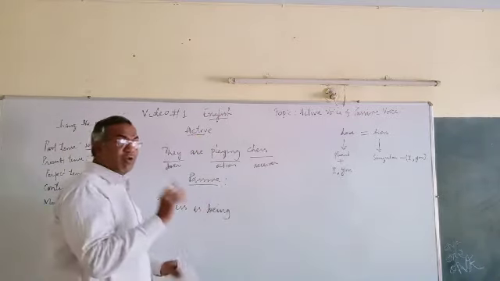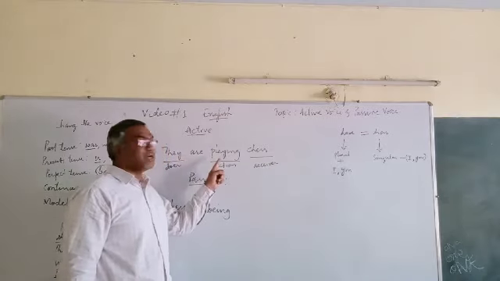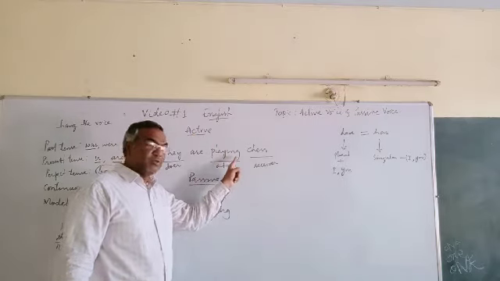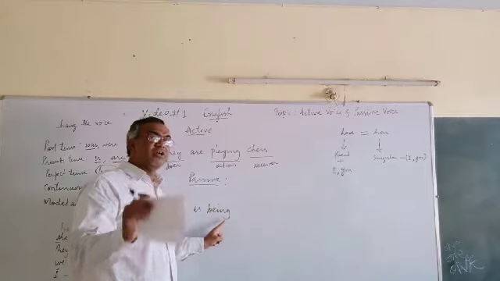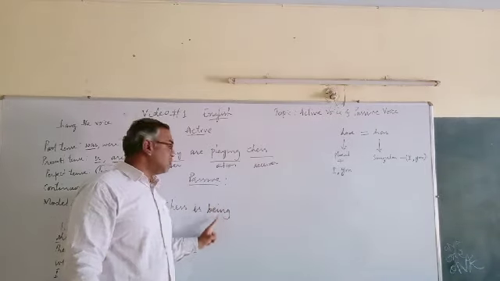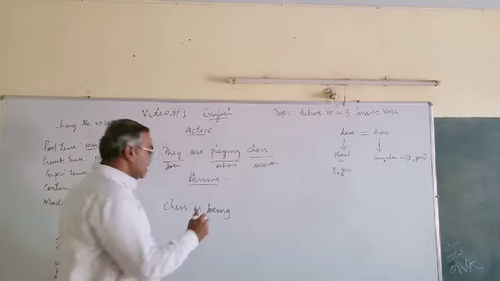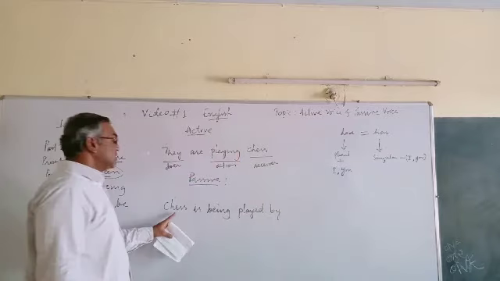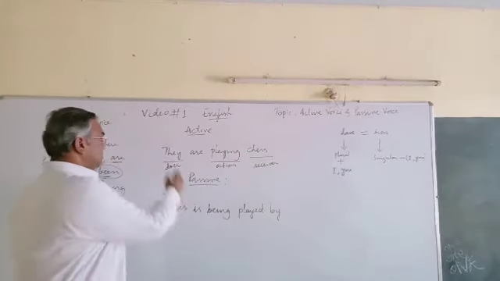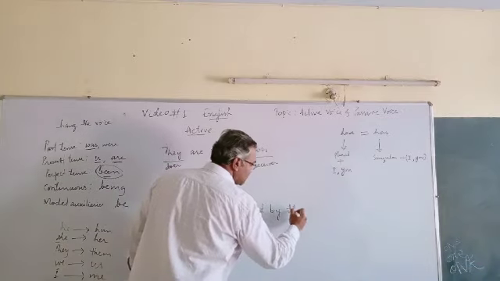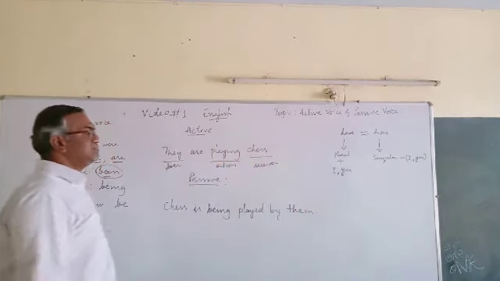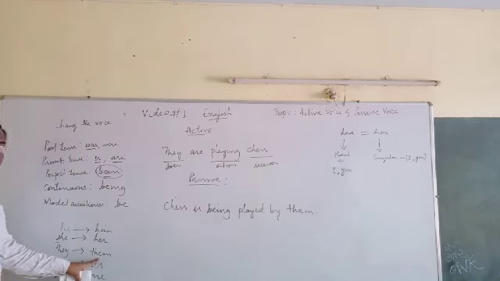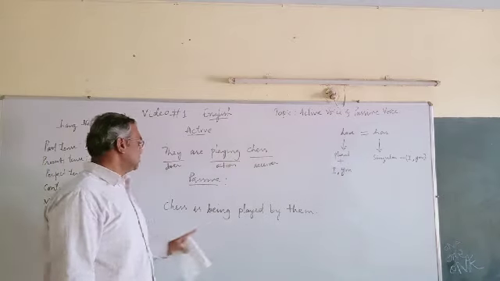Remember, in passive voice, always the third form of the verb is used. In active voice, it may be present, it may be past, it may be past participle, it may be continuous. But in passive voice, only the third form of the verb, V3, the past participle form, is used. Chess is being played by. They changes to them. Chess is being played by them. As I told you, they changes to them. They are playing chess. Passive voice.